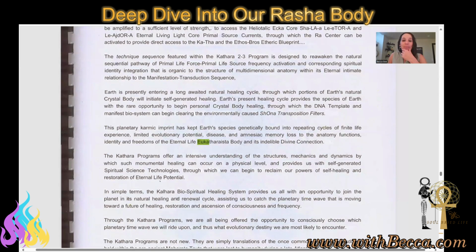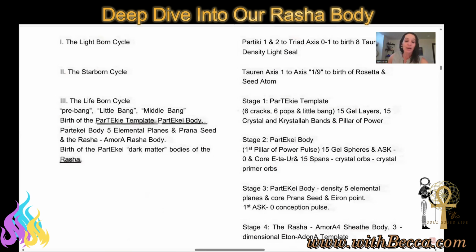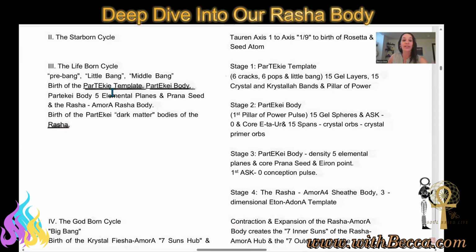Now, when we think about the Rasha body, these are again a representation of these cycles. So now let me come over here, and it's going to say the Partike body, the 5 element planes, and the prana seed, and the Rasha body, the Amaraya Rasha body. The first thing I want to show right here is this is no different than the womb chakra work that we're doing, you guys. So different language, different concept.